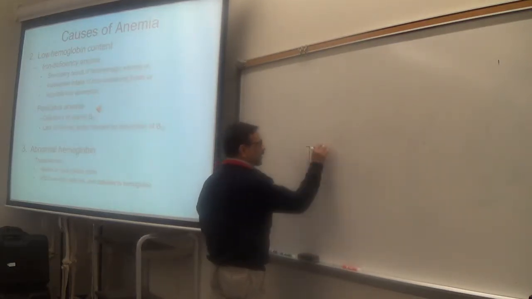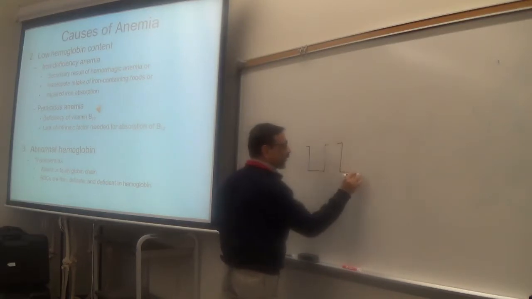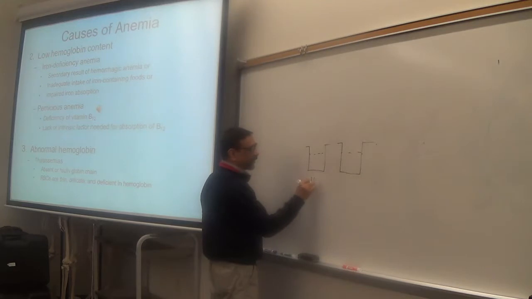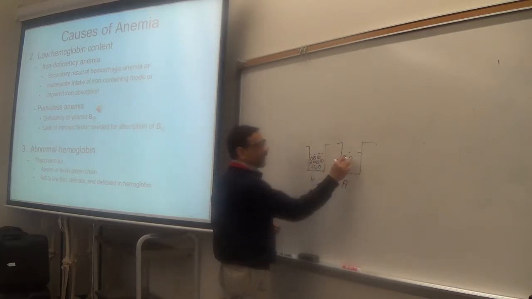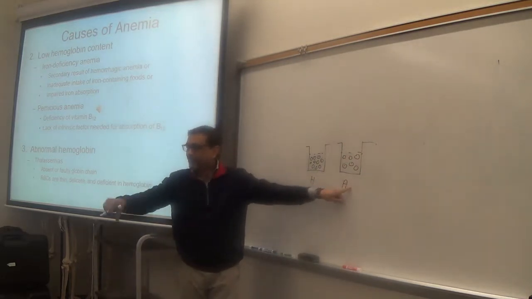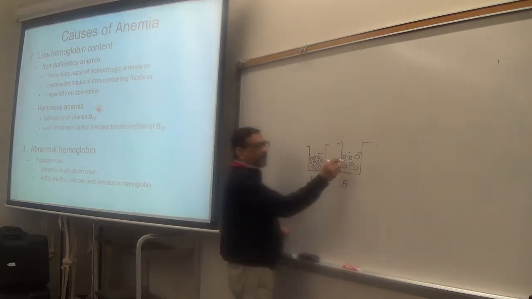One is a decreased number of red blood cells. Like this is healthy blood, this is a healthy person, this is an anemic person. This person has a normal number of red blood cells, and this person has a lesser number of red blood cells. So who will be anemic? This person, because of the decreased number of erythrocytes. Is it clear? Okay.